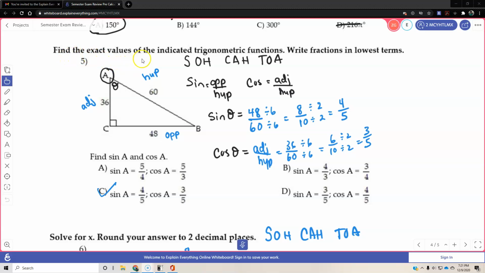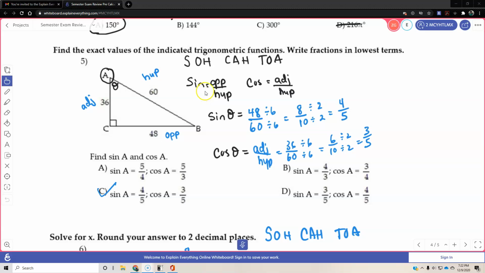Find the exact values of the indicated trig functions, write fractions in lowest terms. Remember the mnemonic statement that I asked you to memorize: so, ka, toa. It says find sine of A and cosine of A. So we're looking at A, and I'm going to call angle A theta. So compared to theta, this 48 is a measurement of the opposite side. 36 is a measurement of the adjacent side. And the longest side here in the right triangle is 60, the hypotenuse.